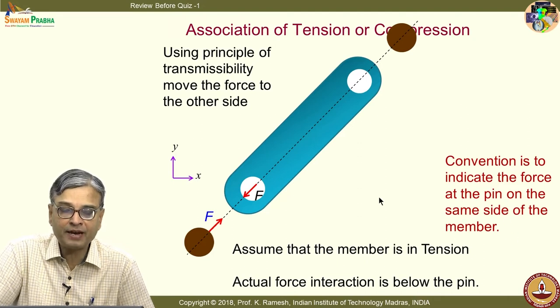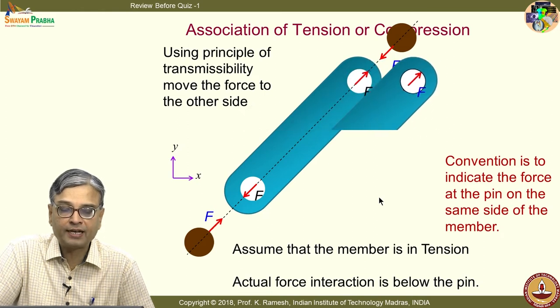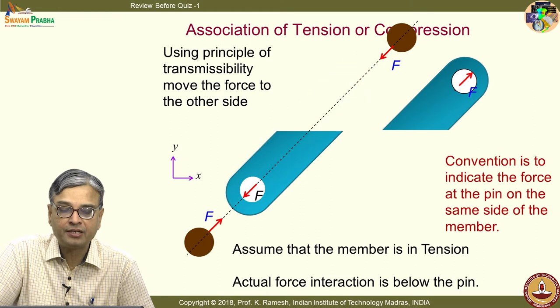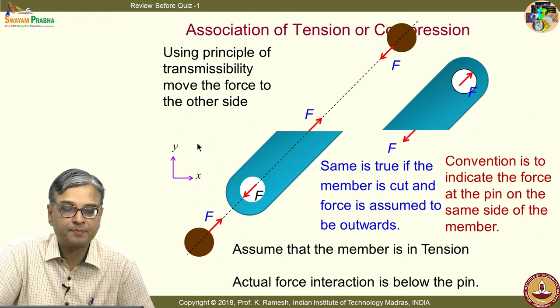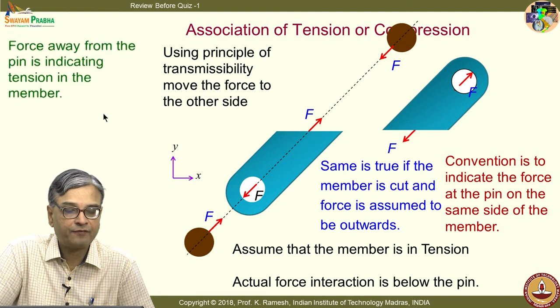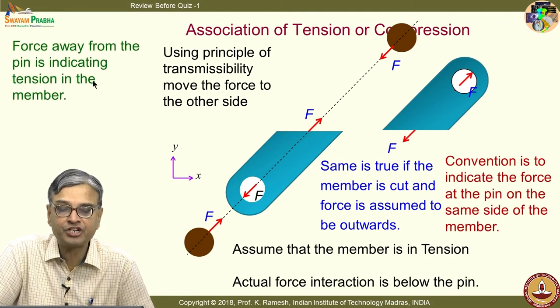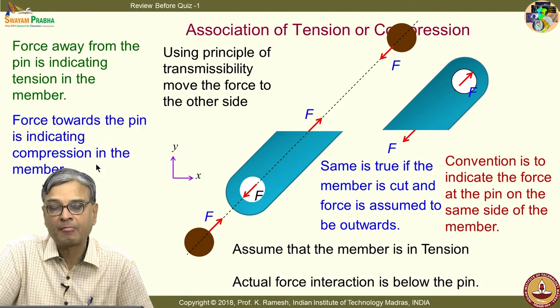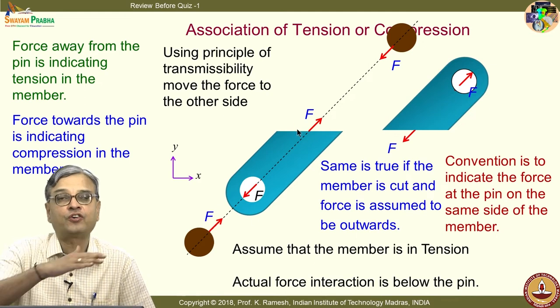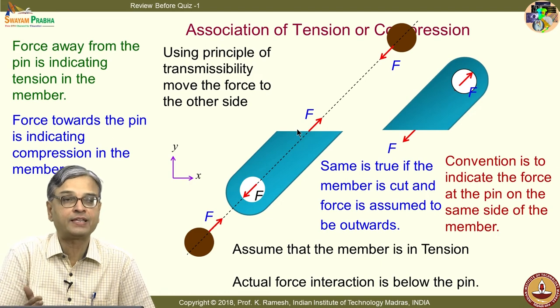Then you can interpret that if I have a force away from the pin, you call it tension. And if it is towards the pin, you call it compression. Okay, force away from the pin indicates tension, force towards the pin indicates compression. All that circus is much simpler if you follow our discussion of isolating a joint along with the member.